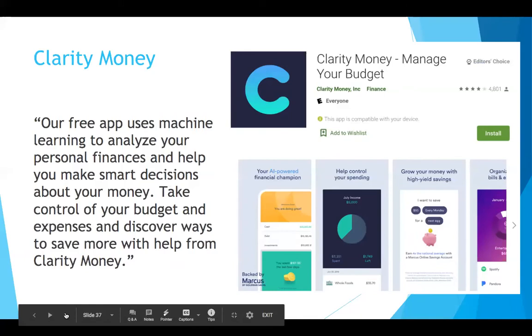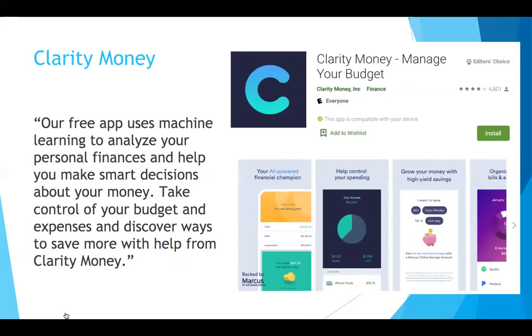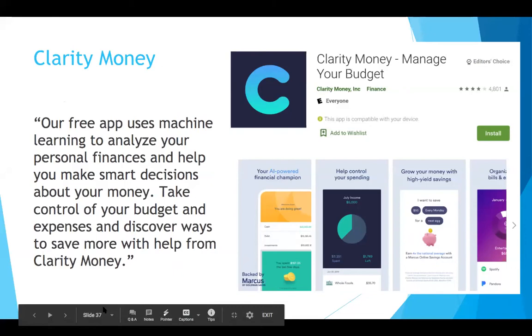Clarity Money also helps you manage your budget. It uses machine learning to analyze your spending habits and your personal finances, and it can help you make smarter decisions about your money. So this will really help in budgeting. So that's Clarity Money.